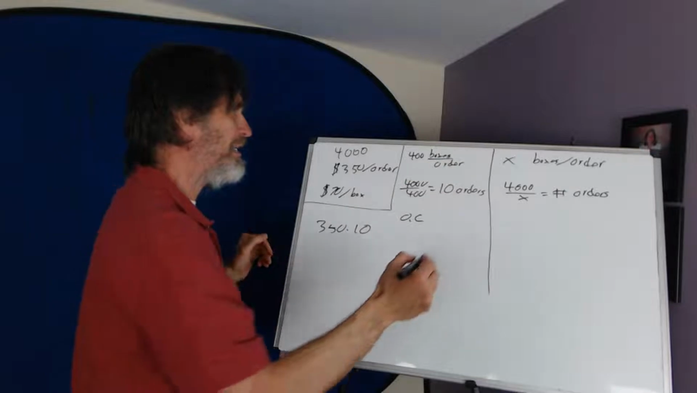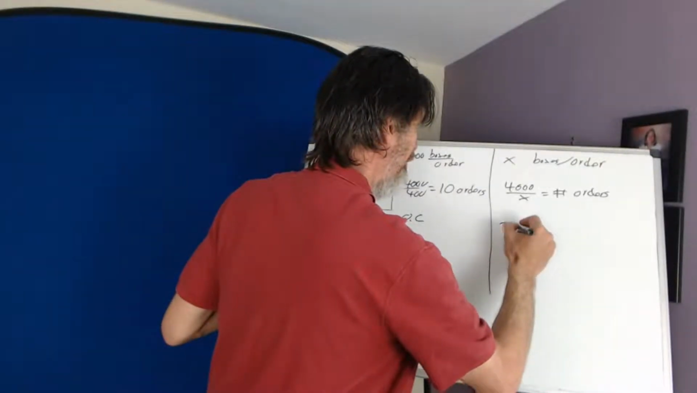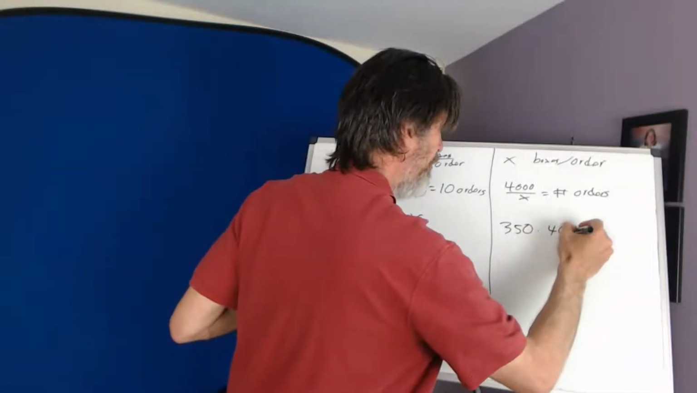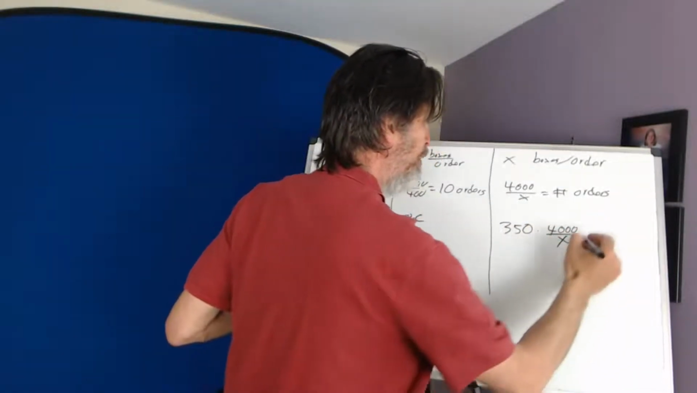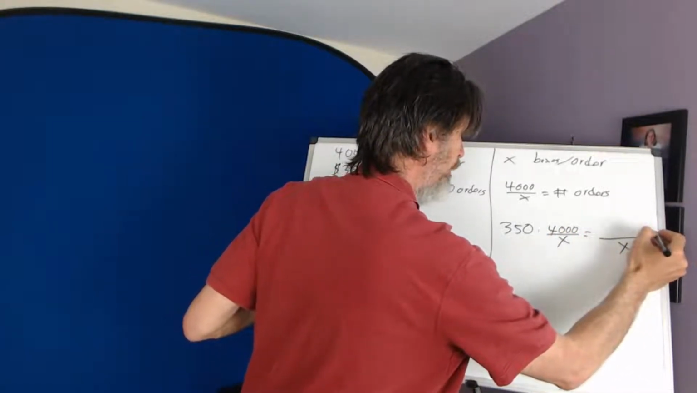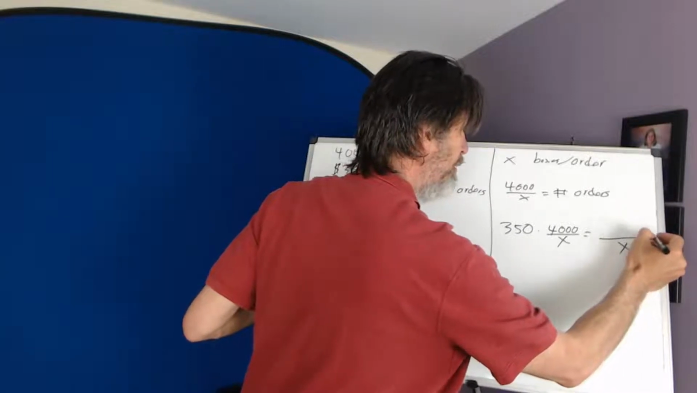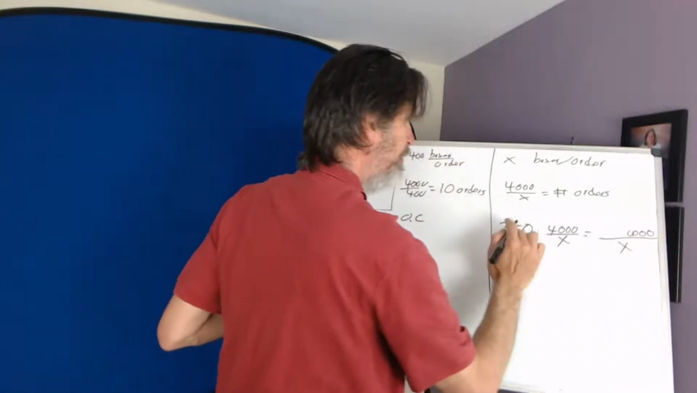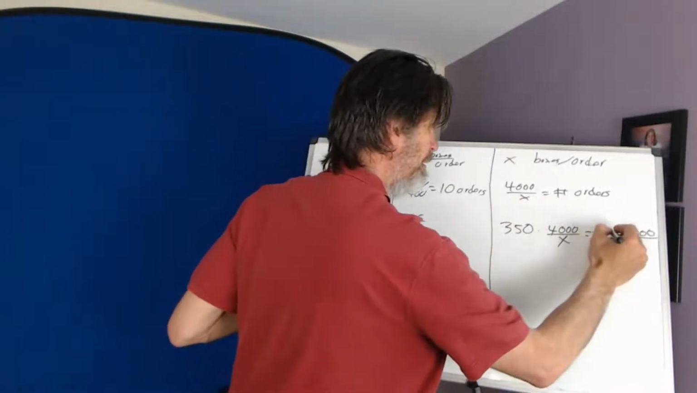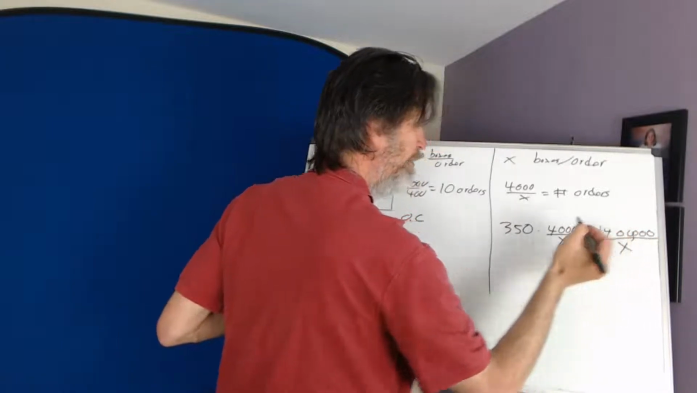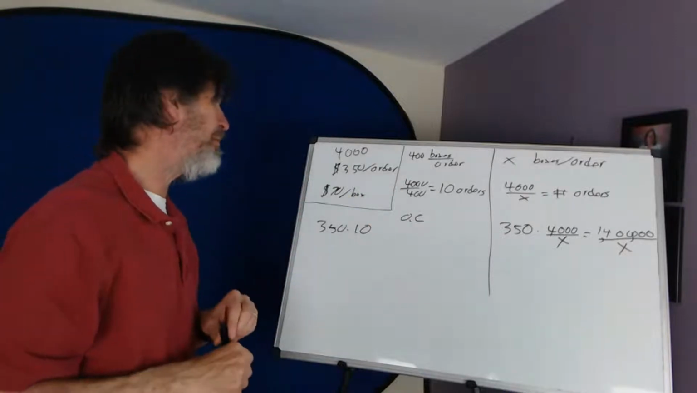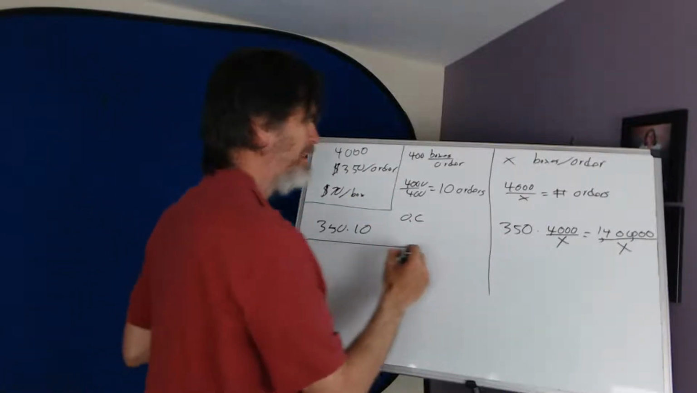So if I have X boxes in an order, I'm going to do things the same way. It's $350 per order multiplied by 4,000 over X orders. And I'm going to try to do this one in my head. I see what, 1, 2, 3, 4 zeros. 4 times 20, carry the 2, 12, 14. So if I did that right, it's 1,400,000. If that's not right, someone let me know right away. So there's the order cost.